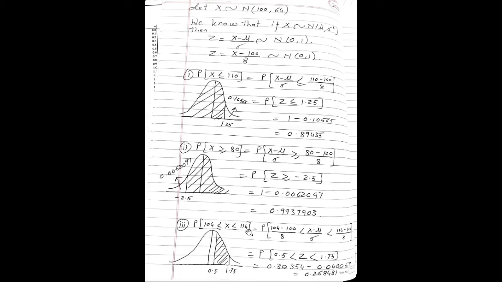In the third part of the problem, we want probability 104 less than or equal to x less than or equal to 114, which is equal to probability 104 minus 100 upon 8 less than x minus mu upon sigma less than 114 minus 100 upon 8. So this is equal to probability 0.5 less than z less than 1.75. Both ordinates are positive. We know that in such cases we will subtract the smaller probability from the greater one. So the answer is 0.30854 minus 0.040059. So the answer is 0.268481.